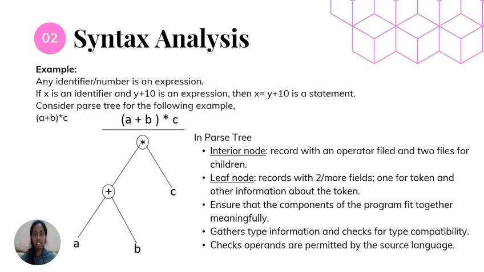The leaf node records two or more fields, one for the token and the other for the information about the token. It ensures the components of the program fit together meaningfully, gathers the type of information and checks for compatibility, and checks operands permitted by the source language.